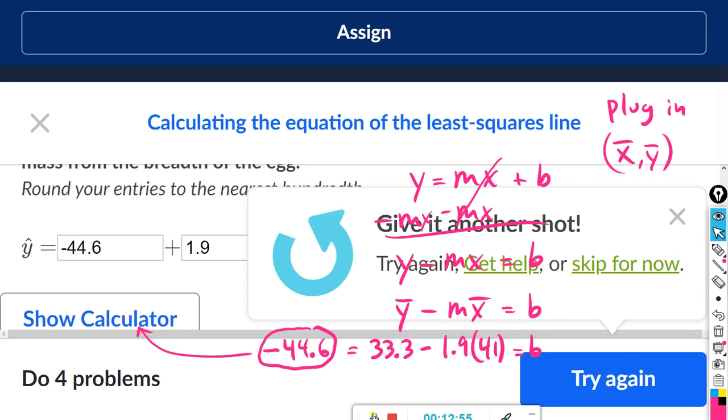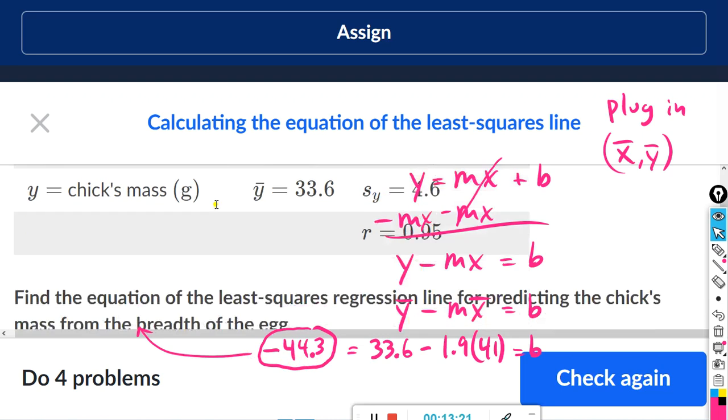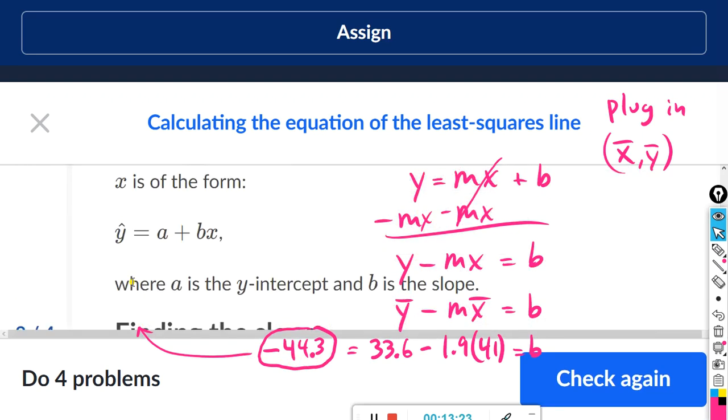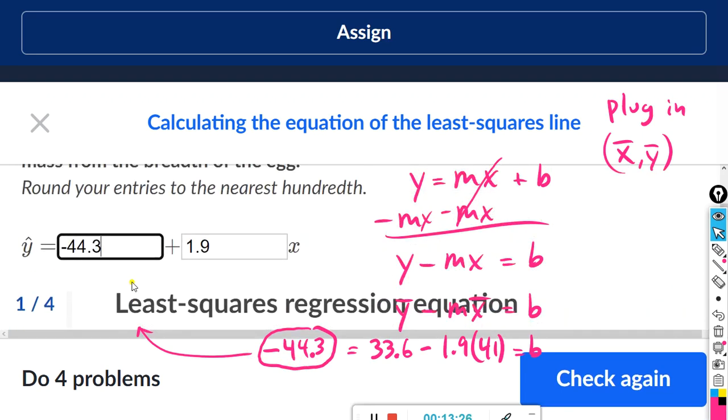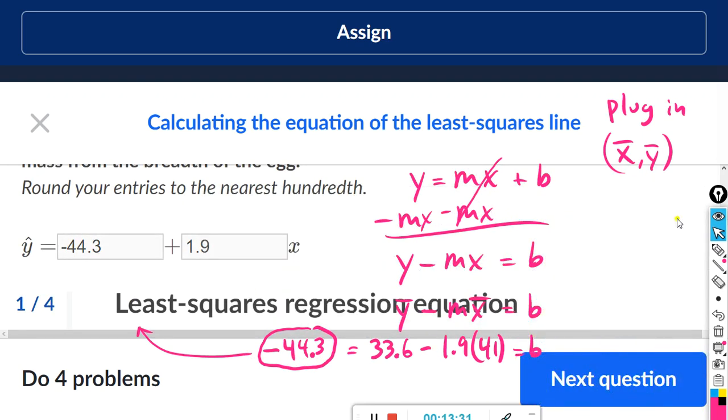Whoops, let me see what I did wrong. Okay, I just made a small typo. That's what it was. Y bar was 33.6. I accidentally plugged in 33.3. But everything else I did was correct. I just wrote it wrong. So let me redo this on the calculator. And this time I got negative 44.3 instead of negative 44.6. So just a little typo right there, 44.3. All right, so that's it.